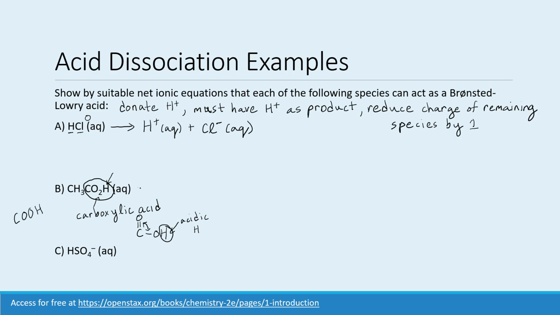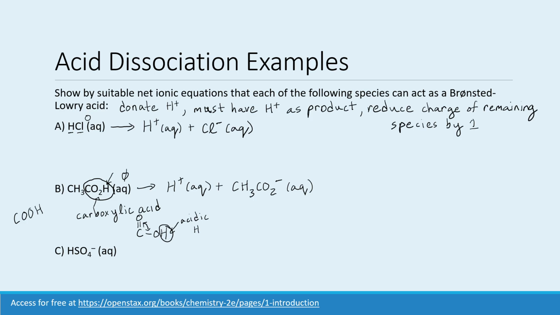And so when we look at the products, we're always going to have H+, our hydrogen ion, when acids dissociate. And then we're going to have everything left, the remaining species, with a -1 charge, because the charge has to be reduced by 1. And remember, the overall charge on this original compound was 0, right? It's neutral. You don't see a charge written. And so it's going to reduce by 1, leaving CH3CO2 with a negative charge.